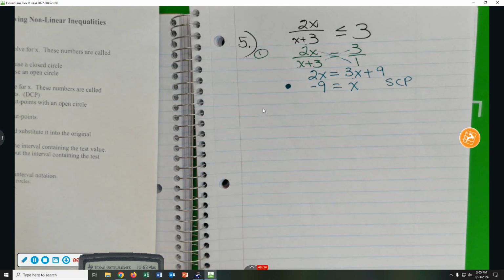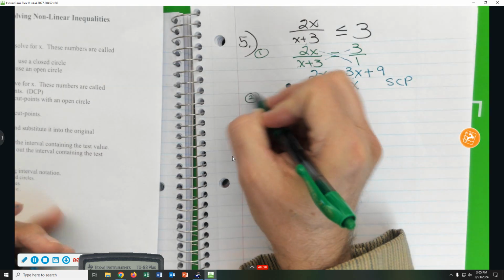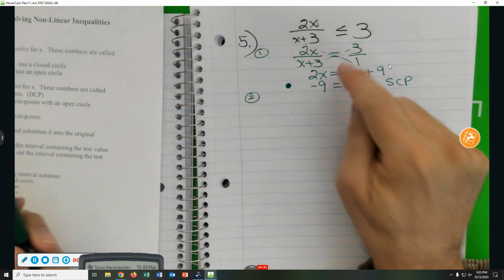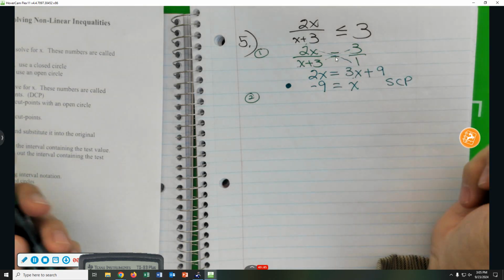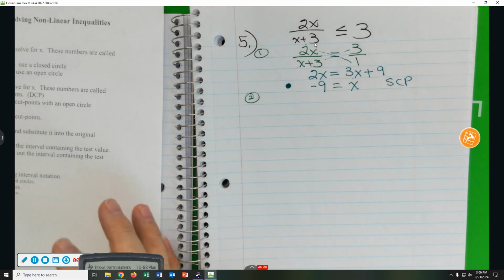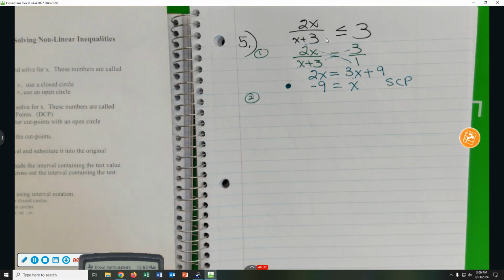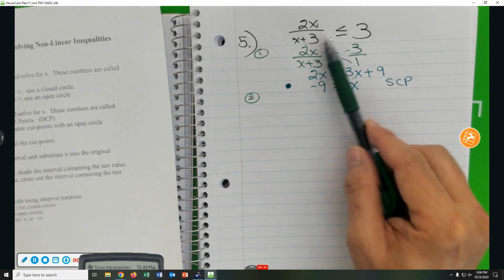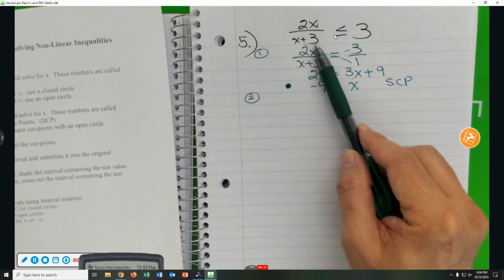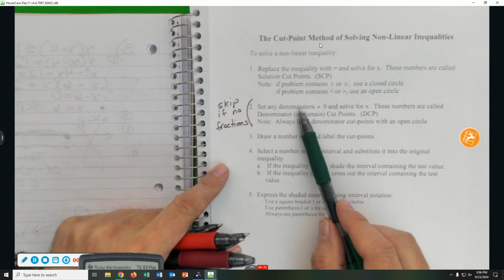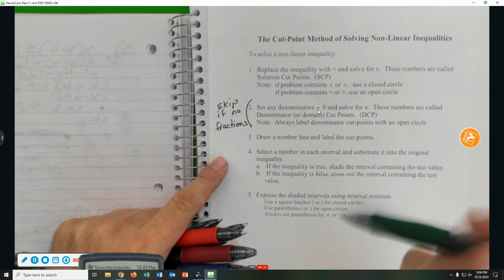Step number 2. The general process for the cut point method: you ask yourself, when is it equal? The next thing you ask yourself is, when is it undefined? We're spelling that out here in this second step. With a fraction, you know when it's undefined. A fraction is undefined when the denominator is 0. So your denominator can't be 0. For any denominators that appear, set that to not equal to 0.